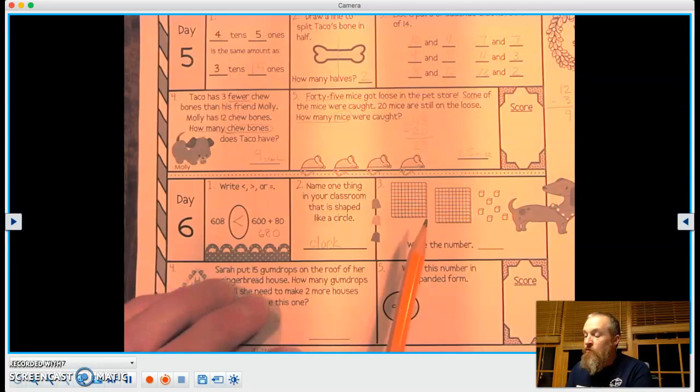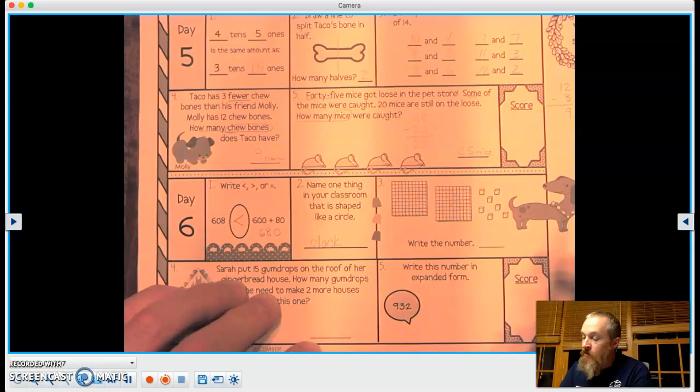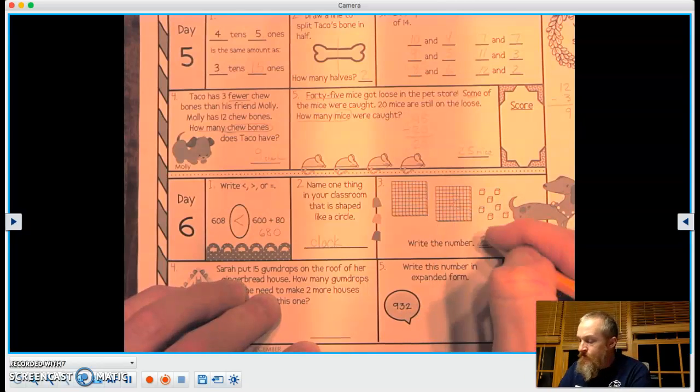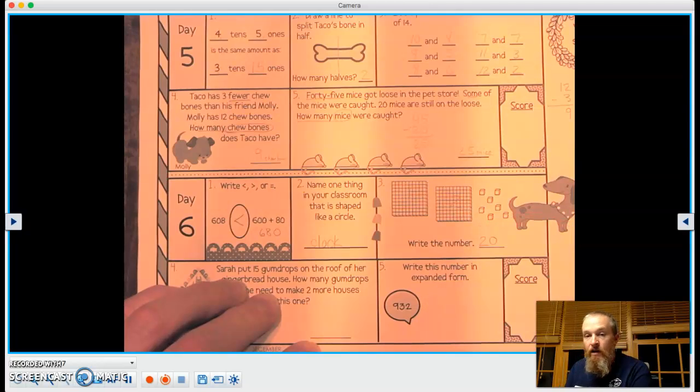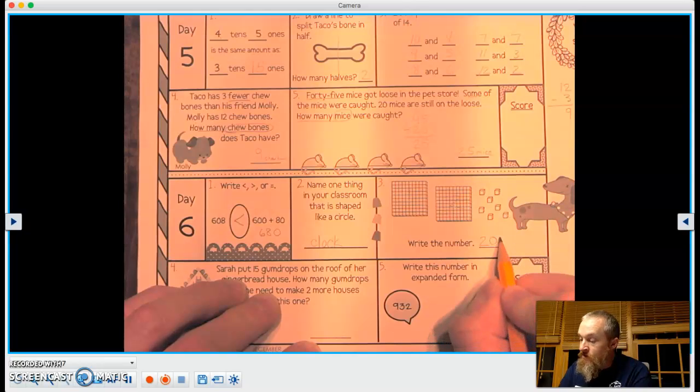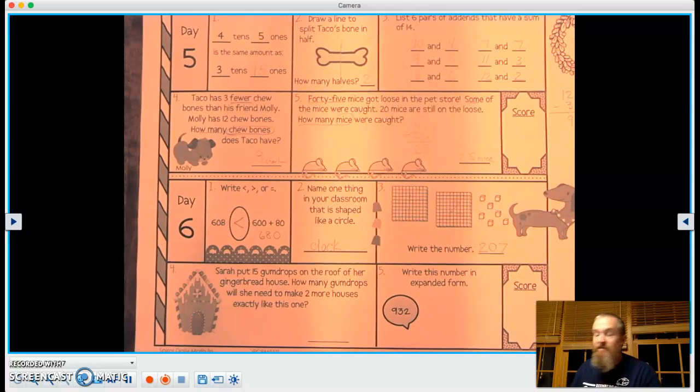And here we go, number 3. Write the number. So I see 100 and I see a 200. I don't see any tens. But I do see 1, 2, 3, 4, 5, 6, 7 ones. So there's 207.